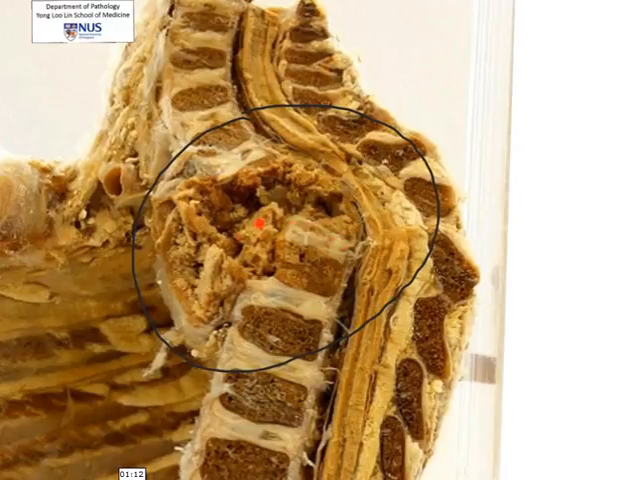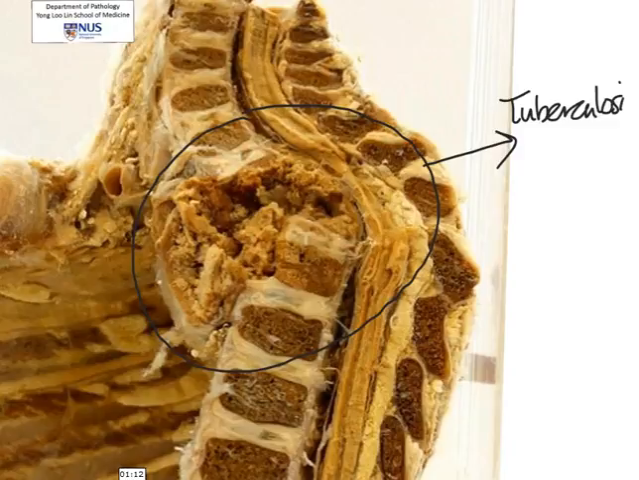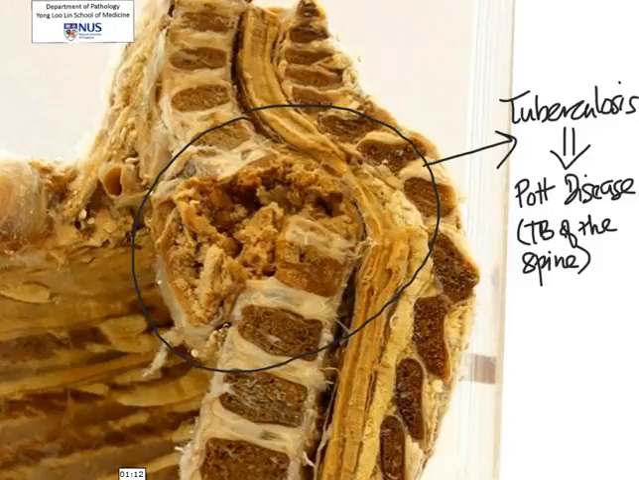And we can see that the vertebral body has been almost completely destroyed, and in fact, it appears to be some sort of a cavitating process. So what has happened here is actually an infectious process, and this infection is in fact tuberculosis. And more specifically, it is known as Pott disease, which is TB of the spine.